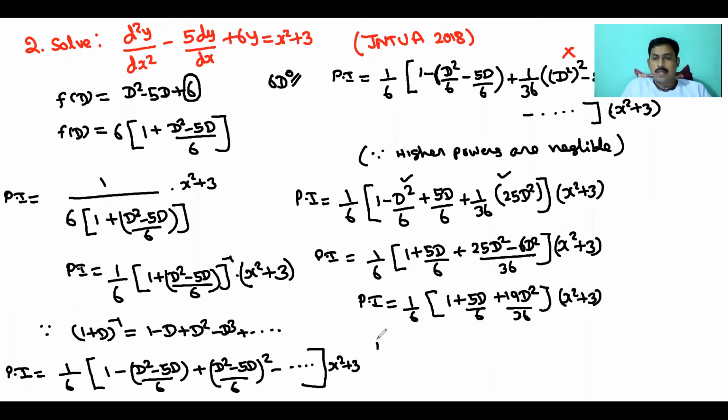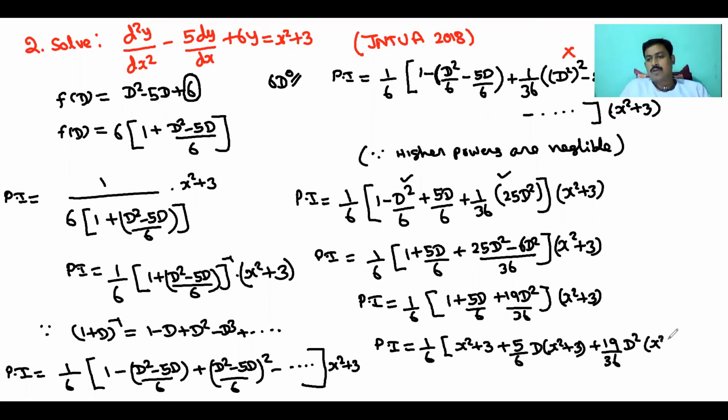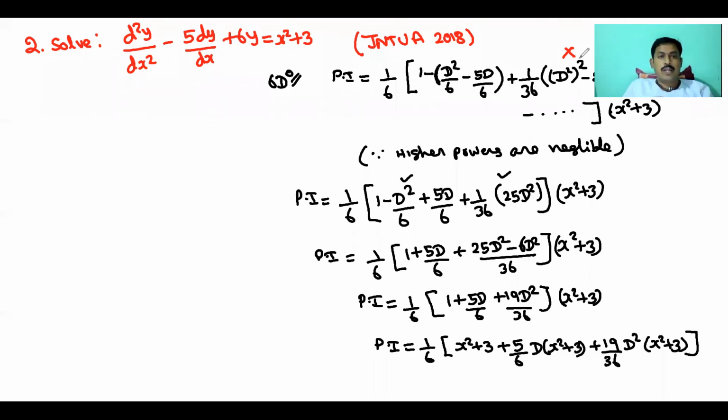Now I am going to multiply this x square plus 3. Here 1 into x square plus 3 is x square plus 3. 5 plus 6 into D of x square plus 3. Here 19 by 36 into D square of x square plus 3. We know that D means differentiation of.